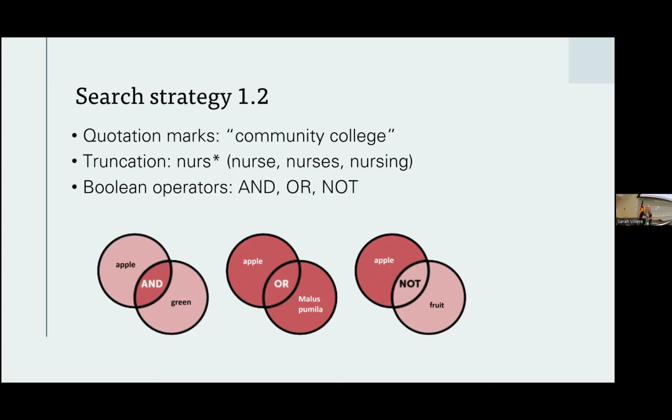So you're going to get a much smaller result pool, but it's going to be a lot more relevant to you. Or if you were looking for apple, or you didn't mind if the article used the scientific name for it, then you may ask it to look for apple or Malus pumila. And so the computer will bring back articles that have one or the other. And then finally, not is a way to exclude words from your search. So if you were looking for Apple, the company, instead of Apple, the food, then maybe you would tell the computer to search for Apple not fruit. So any article that has the word fruit in it is not included in your search.